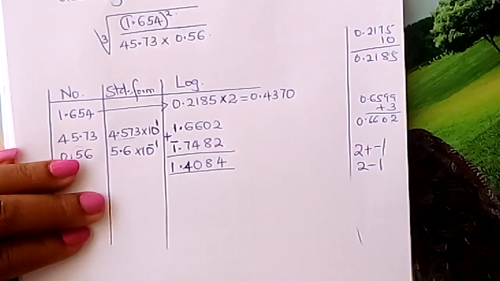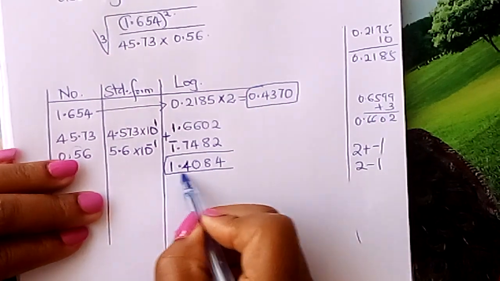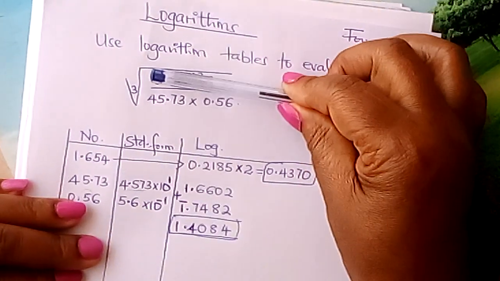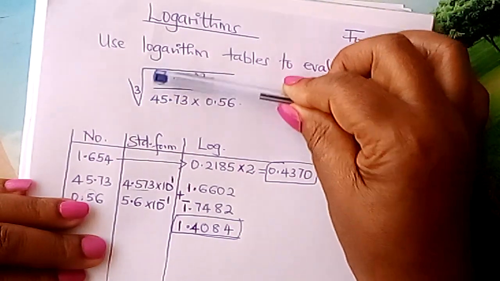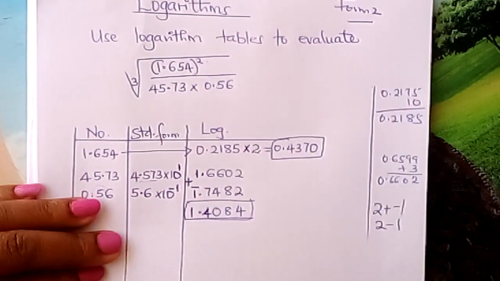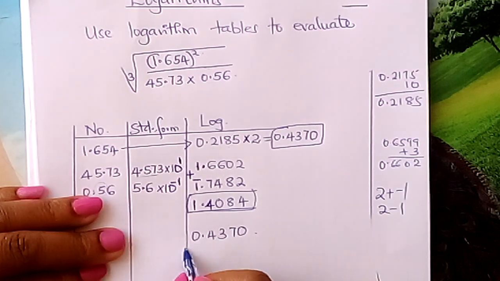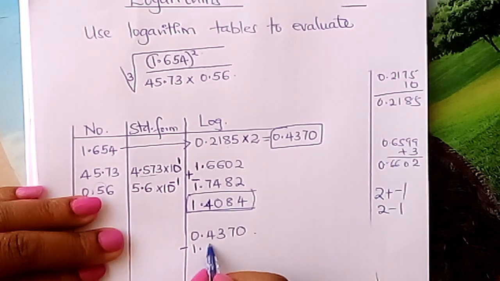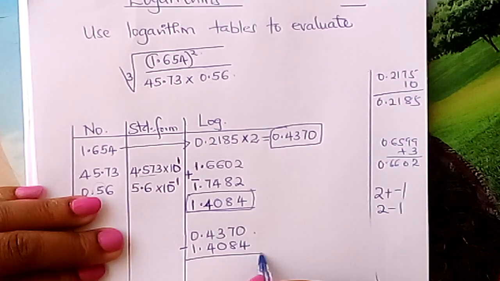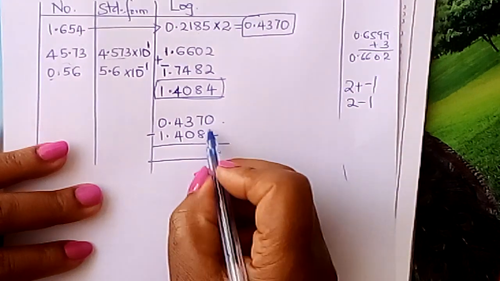So Lana, we now have the logarithm for the numerator and the logarithm for the denominator. Then you are to divide. This is being divided by this. This divided by this means the log of this subtract the log of the denominator. So you come and write the logarithm of the numerator, you subtract the logarithm of the denominator, like that. So we subtract, Lana.